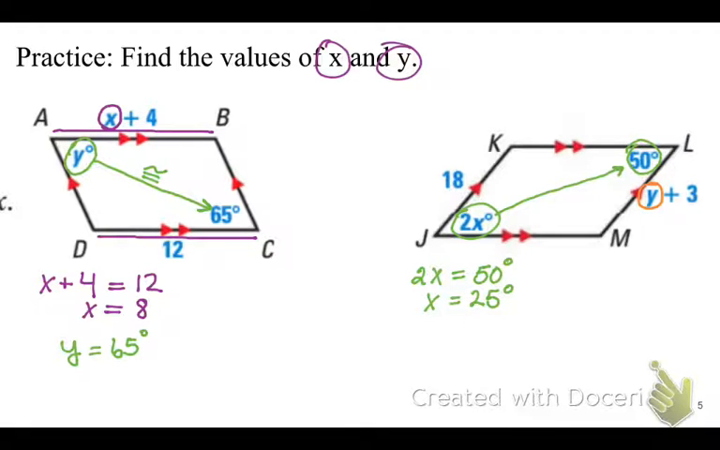So y plus 3 is opposite to 18. So we know that y plus 3 is equal to 18. Subtract 3 from both sides, and y is equal to 15. Okay, pretty easy, huh? Okay, so let's look at the next statements.